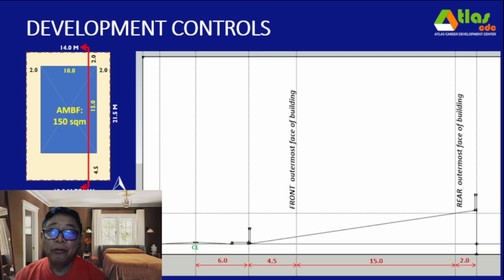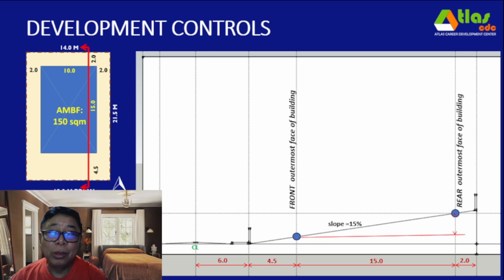But before we can do that, we have to check the intersecting point between the slope and the outermost face of building, both at the front and at the rear. So let us check whether this intersection and this intersection will have a vertical difference of 3 meters or less. So with that slope, we can compute the vertical difference between those 2 points.